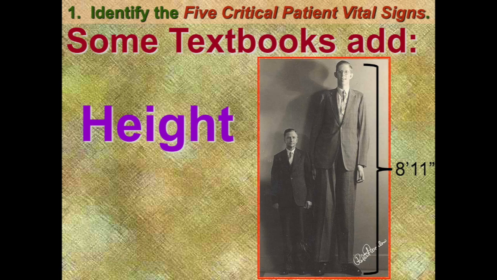and you saw on the pre-op form that we did that. One is height. You can see the father is on the left and the son is on the right. His name is Robert Wadlow, and obviously at 8'11", he's going to be treated a lot differently with his dosing and his airway and such than his father on the left.